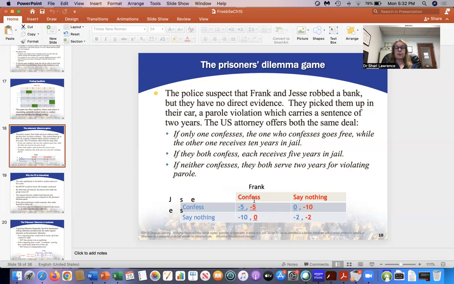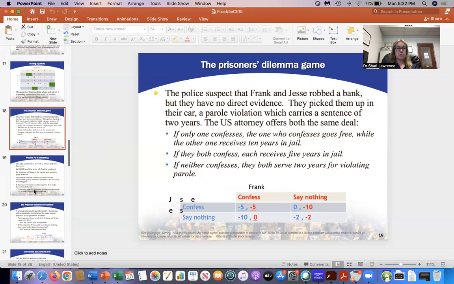So that's the Nash equilibrium. They both are going to end up confessing because it's in their best interest to do so, not knowing what the other person is going to do. And so they each get 5 years. However, if they could collude, the best outcome is to just get 2 years by saying nothing. All right, so that is your Nash equilibrium. It's in the prisoner's dilemma game, the classic prisoner's dilemma game.